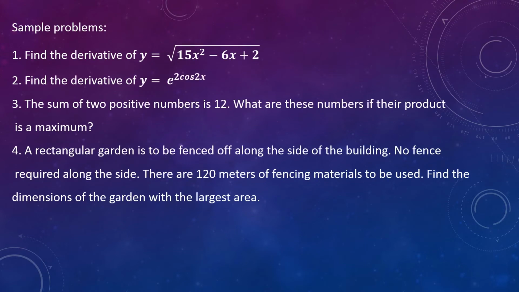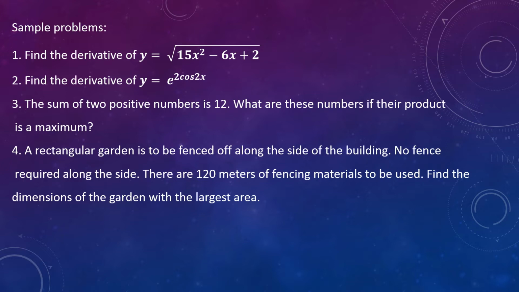Okay, we have the following sample problems. We have 4 sample problems. Number 1: find the derivative of y is equal to the square root of 15x squared minus 6x plus 2. Second, find the derivative of y is equal to e to the power of 2 cos 2x. Third, the sum of two positive numbers. This one is actually under optimization problems, for numbers 3 and 4. The sum of two positive numbers is 12. What are these numbers if their product is a maximum?